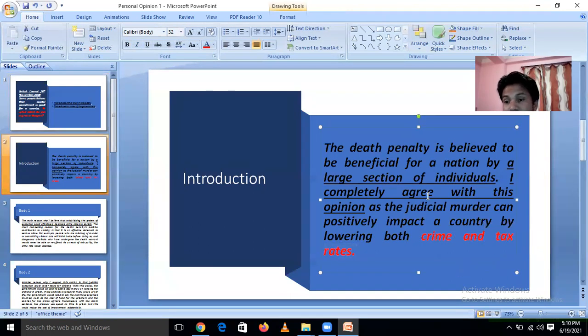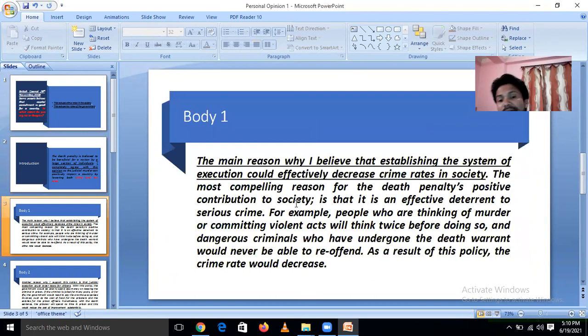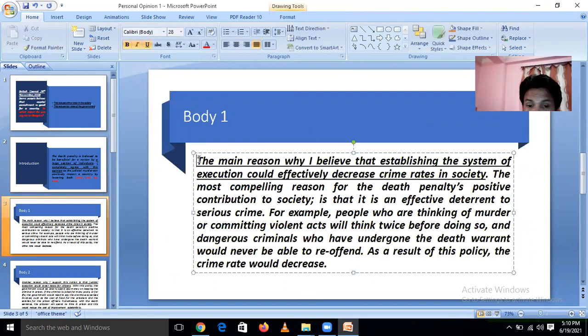So this is exactly what you need to do in a personal opinion essay. You need to clearly mention the 2 points in your introduction, in your opinion sentence, 2 sentences in the introduction. Now let's go to body 1. Then in body 1, you need to begin with your opinion phrase.